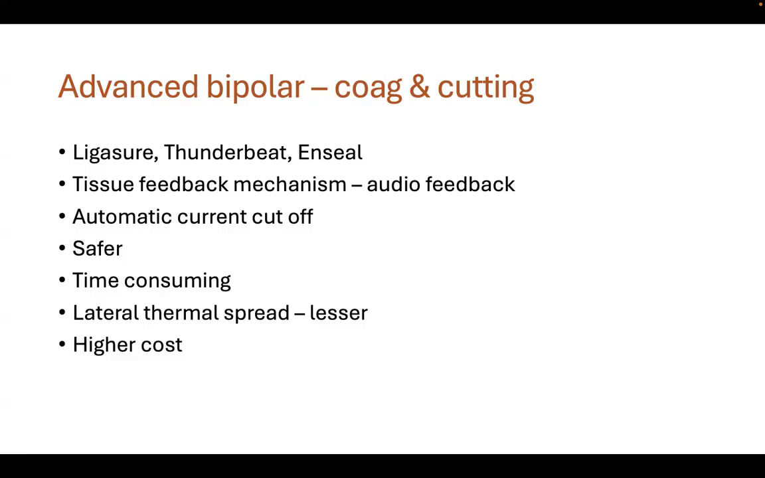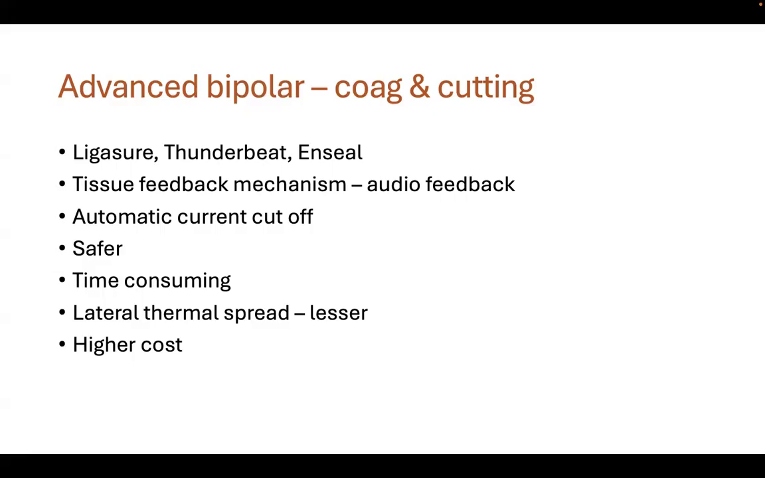So this tissue feedback mechanism ensures that the current flow does not happen beyond a certain limit. The tissue gets coagulated. After that, automatic supply cutoff happens. The tissue charring is minimal, and it also ensures that sealing happens. So this advanced bipolar is definitely safer than the normal bipolar in many ways. The lateral thermal spread is also lesser. It's only up to 0.5 to 1 centimeter, and you're not going to do much charring of the tissue, and there is not going to be much spread of current.